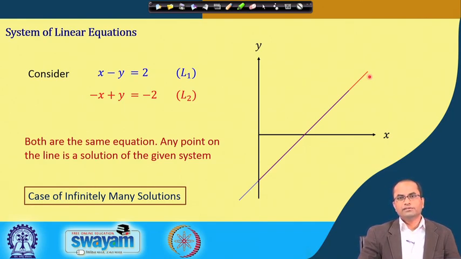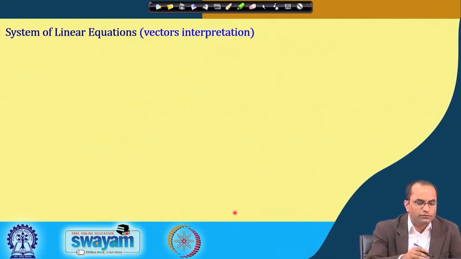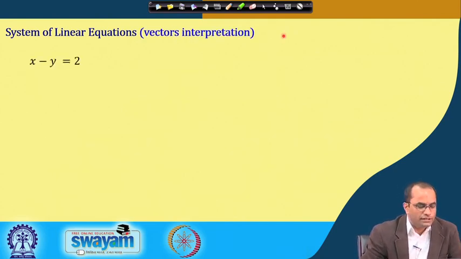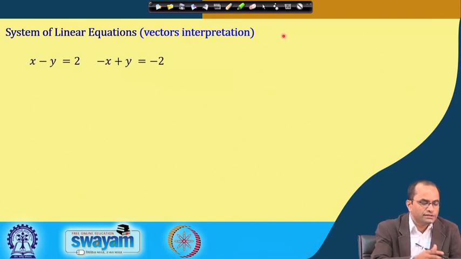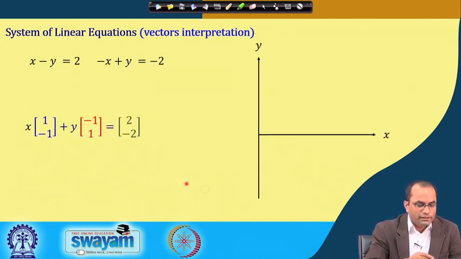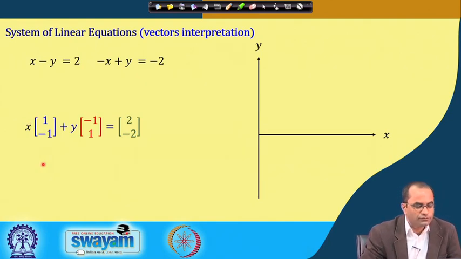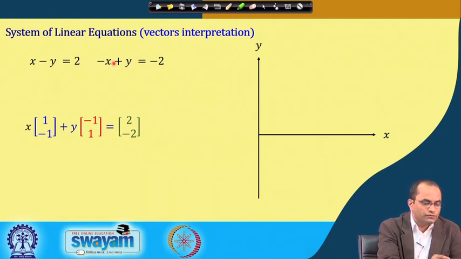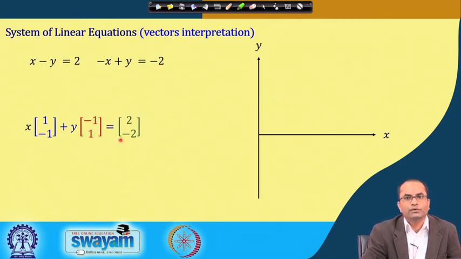So we have seen these three possibilities of the solution. In one case we have the unique solution, in another we have no solution, and here we have infinitely many solutions. So let us look for the vector interpretation for this case as well. We had these two equations, and now we can write them in terms of vectors. So we have x multiplied by 1 and minus 1, again these coefficients, then y multiplied by minus 1 and 1, the other vector, and then the right hand side vector, 2 and minus 2.